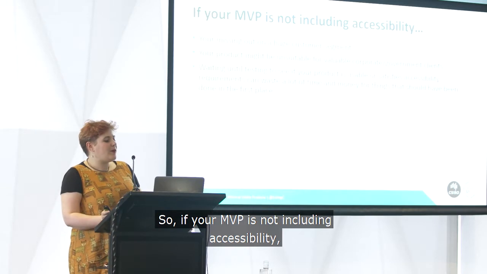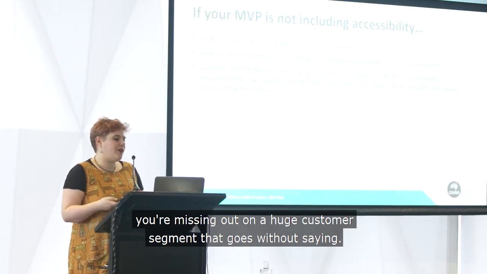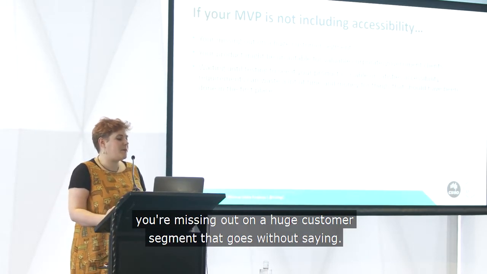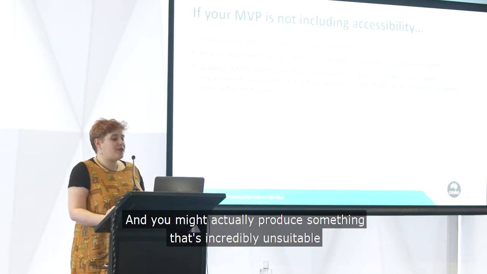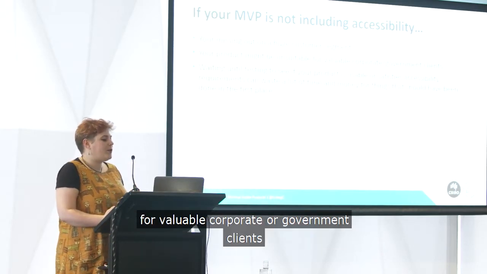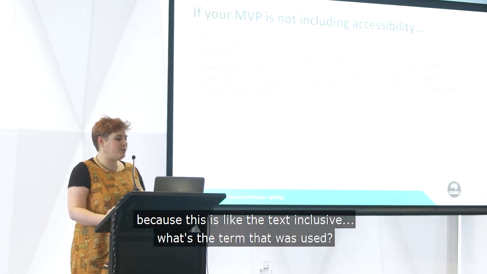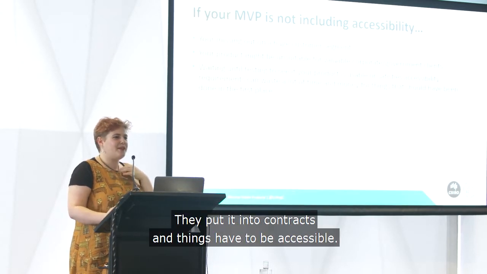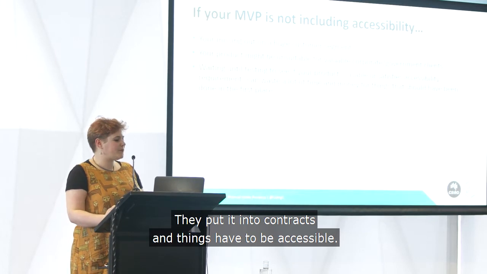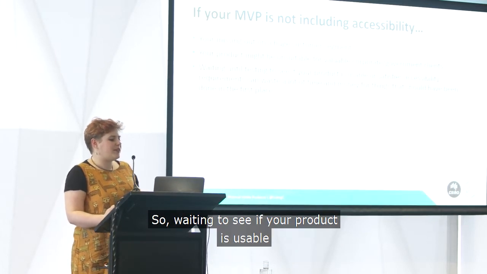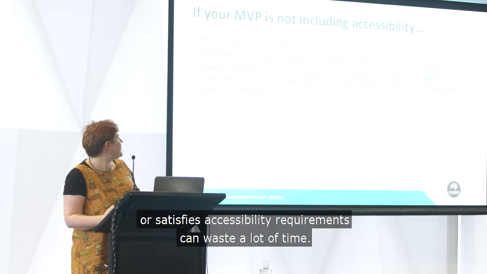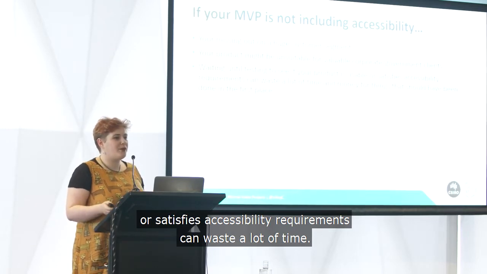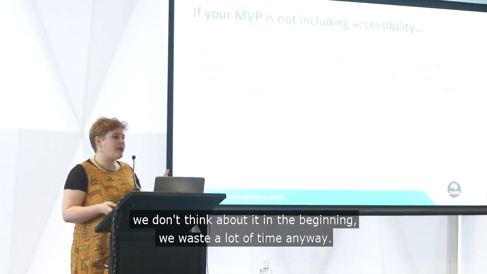So if your MVP is not including accessibility, you're missing out on a huge customer segment, that goes without saying. And you might produce something that's incredibly unsuitable for corporate or government clients, because of what's called an inclusivity rider. They put it into contracts that things have to be accessible. So waiting to see if your product satisfies accessibility requirements can waste a lot of time. We're all about cutting back on time. If we don't think about it in the beginning, we waste a lot of time anyway.